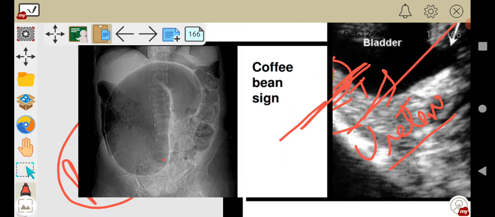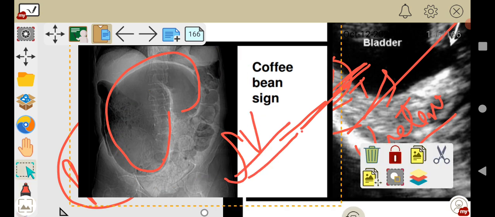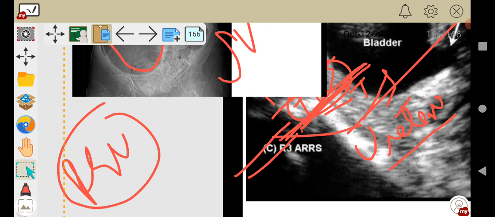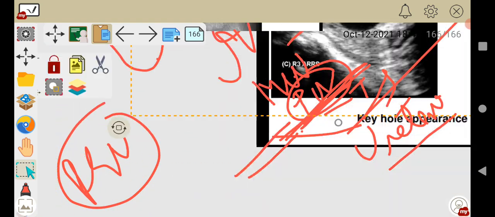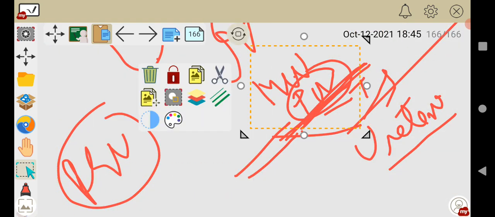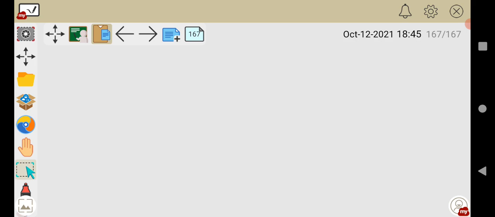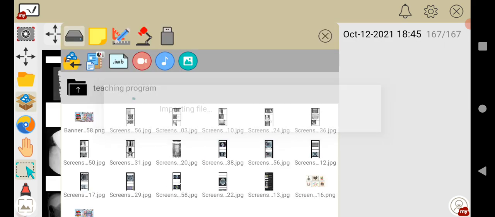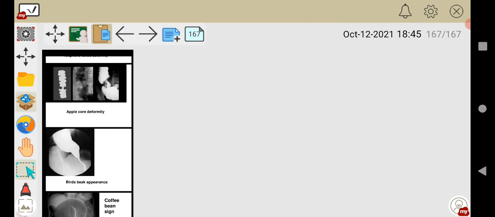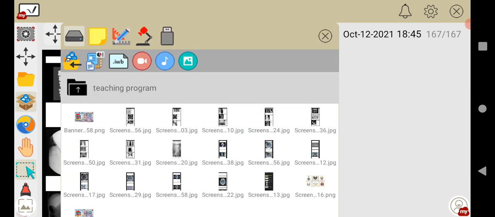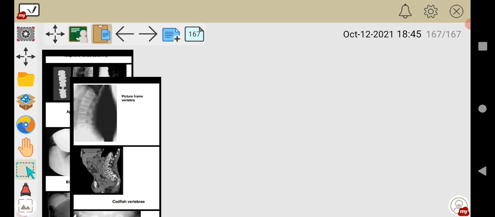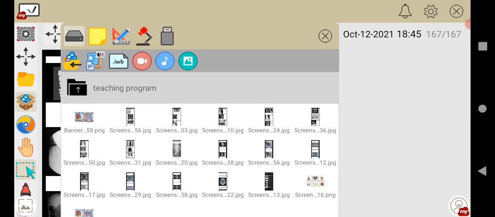See, this one is the coffee bean sign. I discussed it. It is for sigmoid volvulus, correct? Sigmoid volvulus. Okay. So we discussed these topics.